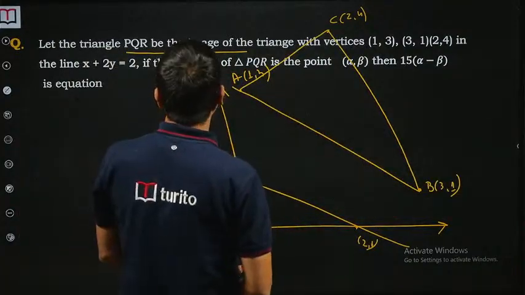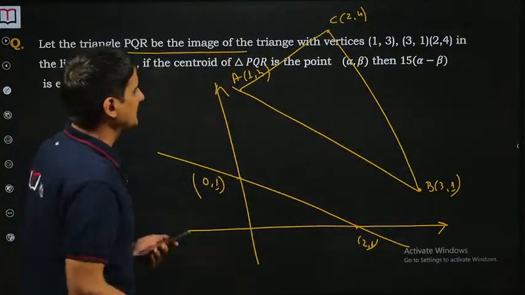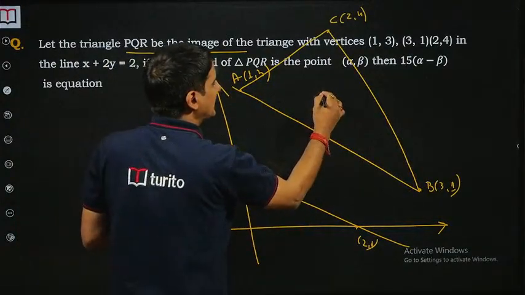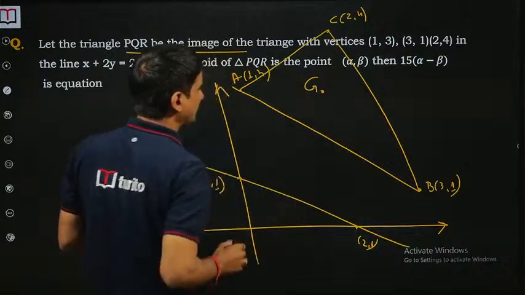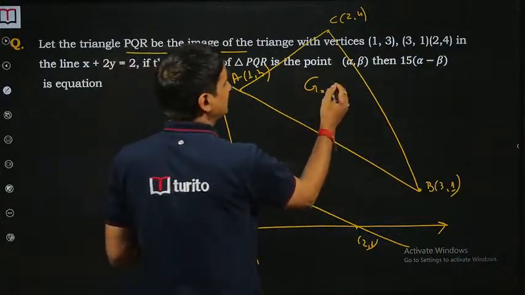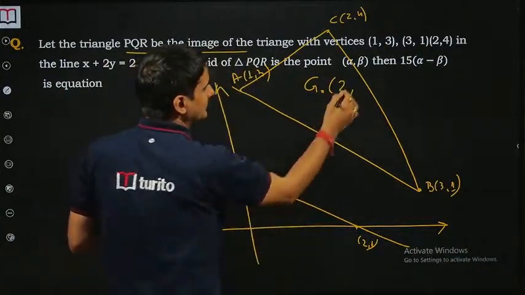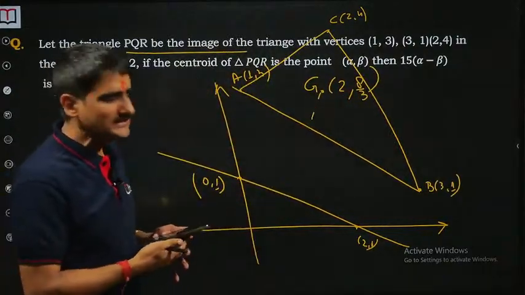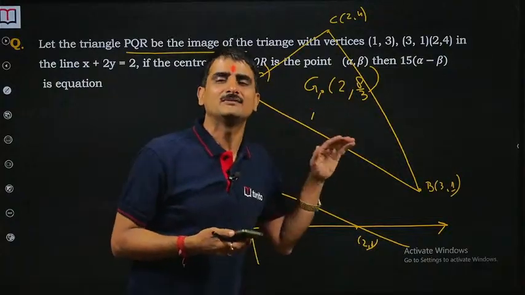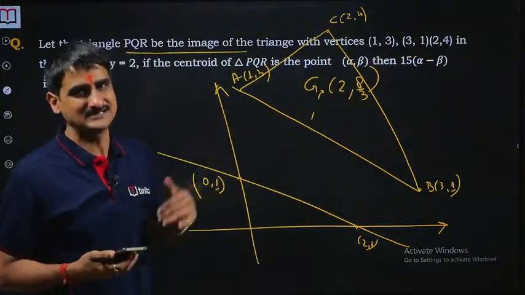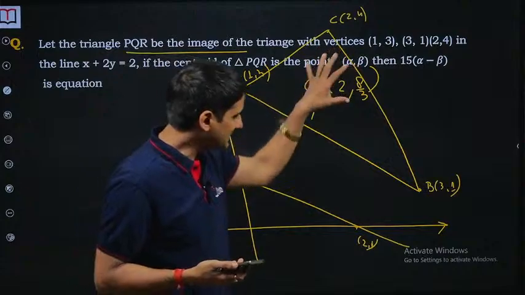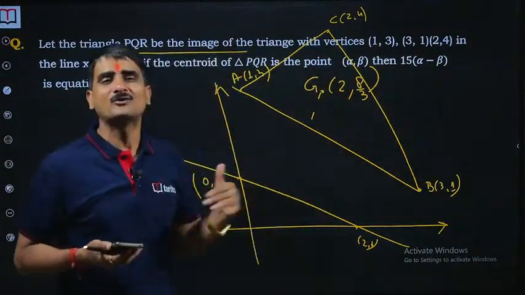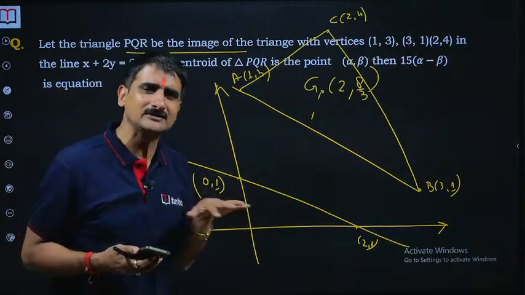Now what do we need? Is the centroid of triangle PQR the image? Okay, that's the image. Fine. So we have the centroid of this triangle. What is it? x1 plus x2 plus x3 by 3 is 2, y1 plus y2 plus y3 is 8 by 3. Now you have to find the image of the centroid, rather the centroid of the image triangle. Okay, so the image and the object triangle will be congruent triangles, isn't that so? Nothing is going to change.